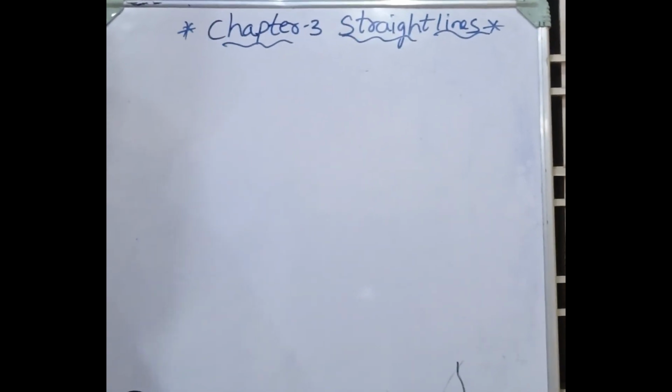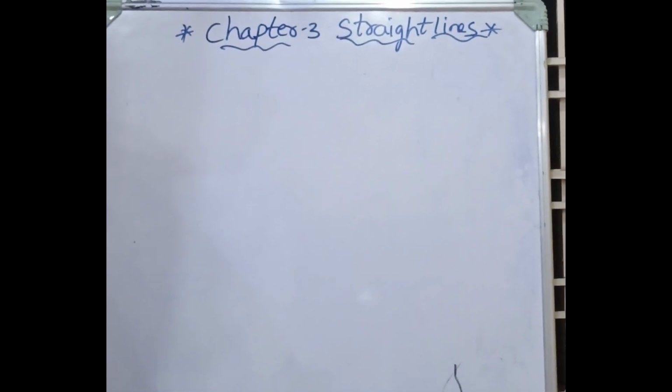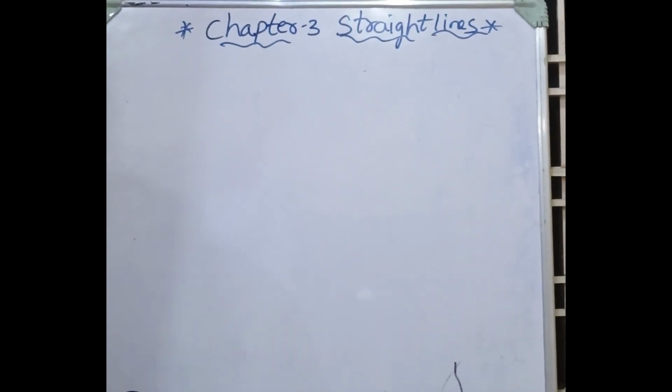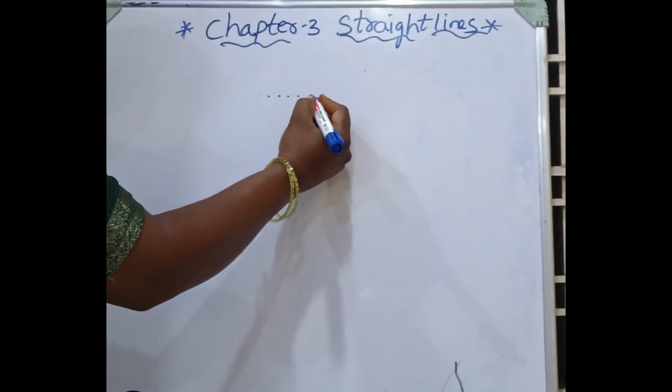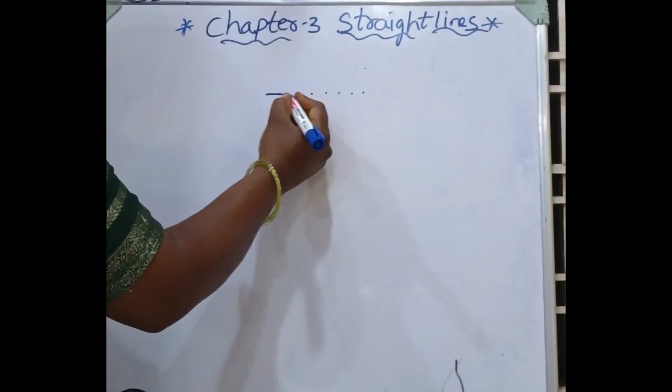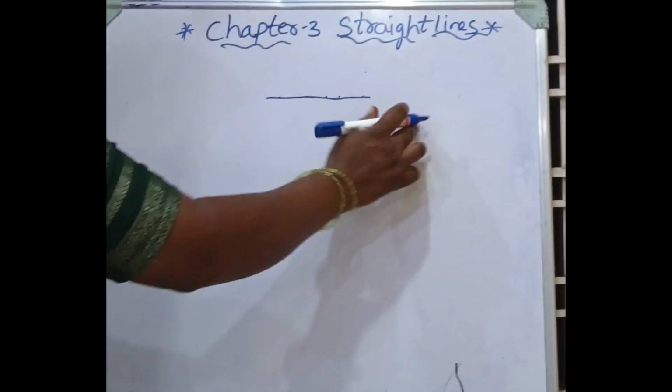Hi friends, today I am going to talk about Max 1P, chapter 3, straight line. Today I am going to explain the formulas. First, a straight line is formed with dots. Yes or no? Yes, they will form a line. This is called a straight line.